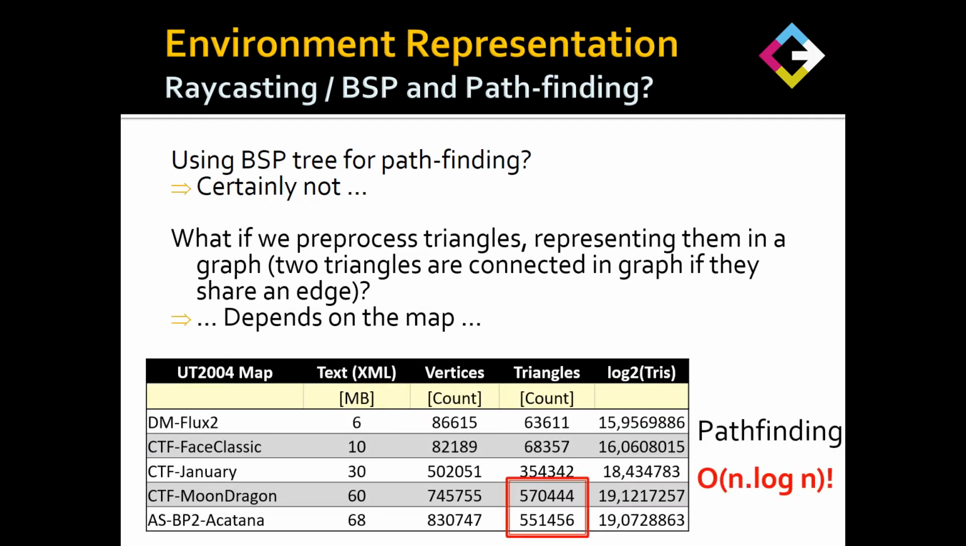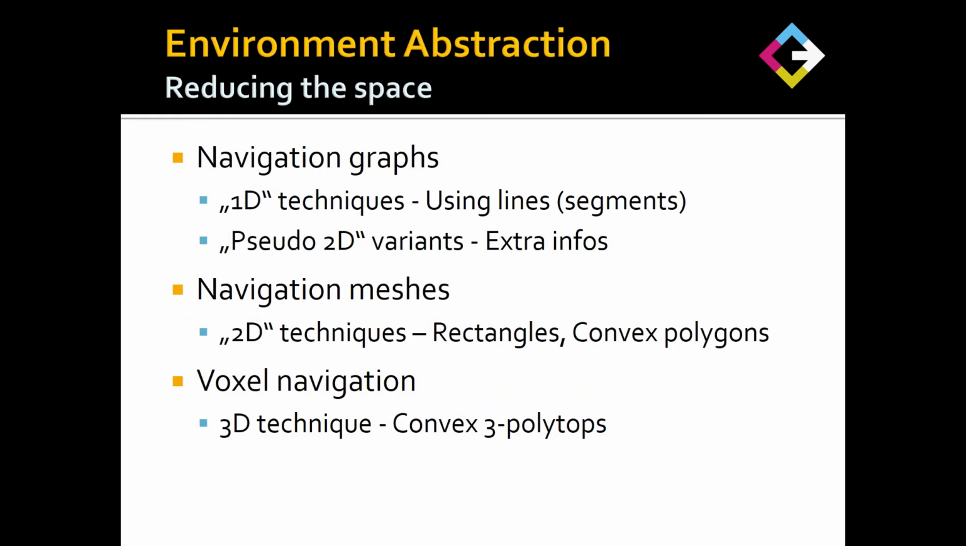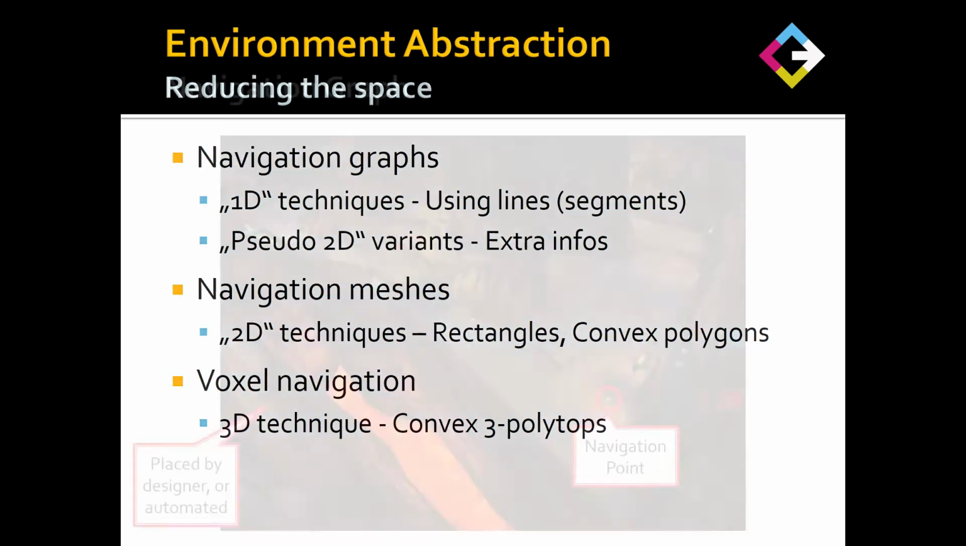As they are typically represented with vertex and index lists, we get the proximity directly out of that. But well, it depends. Some maps are huge, so considering all triangles in there, the pathfinding algorithm might run quite long. Additionally, not all triangles are suitable for movement, like walls or ceilings, if you are not actually an alien. This leads to the idea of abstracting the environment for the purpose of navigation. These abstractions can be categorized along the dimension axis between 1D, 2D, and 3D techniques, namely navigation graphs, navigation meshes, and voxel navigation. So let's start with the most simple one, the navigation graphs.